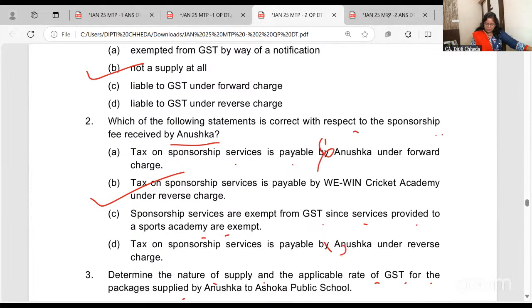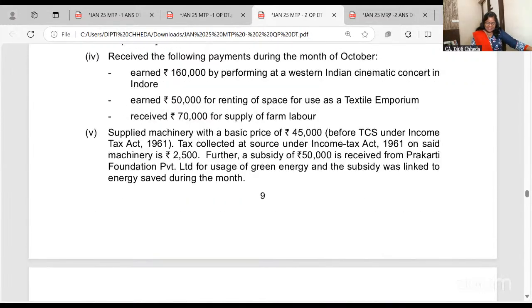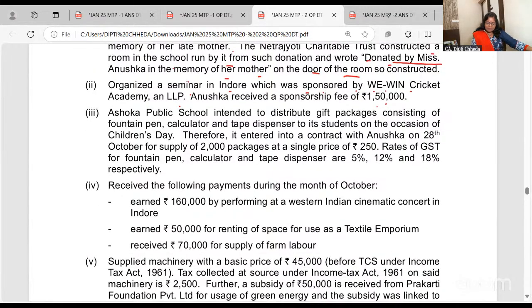So ये Anushka paid to cancel. अब इन दोनों में clear. Sometimes you can do this elimination also. Very simple. चलो. Anushka supplied, intended to distribute gift packages consisting of the material, stationery and all to school. Therefore, she entered into contract with Anushka on October for 2000 and okay, calculator, pen and all can be sold separately. Rates of GST are given.